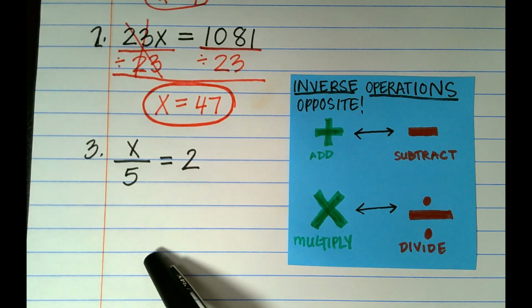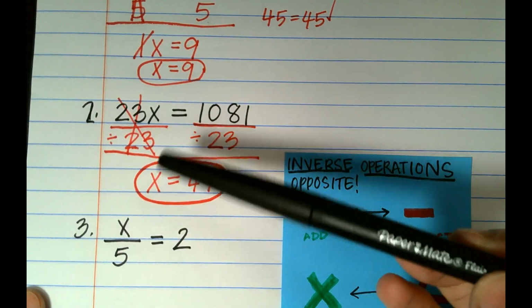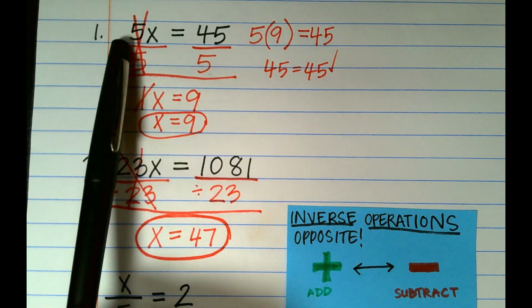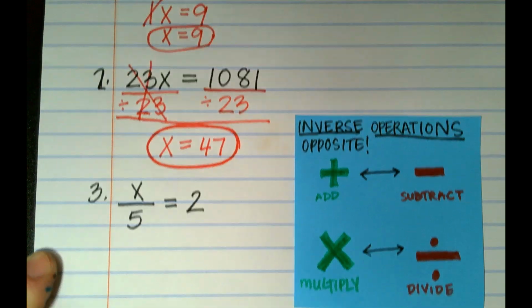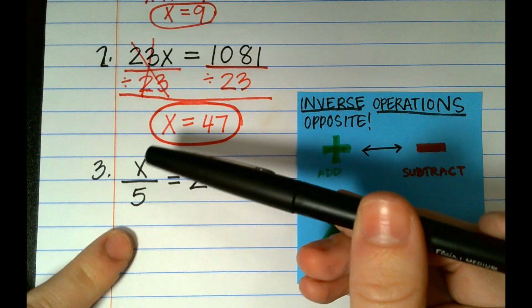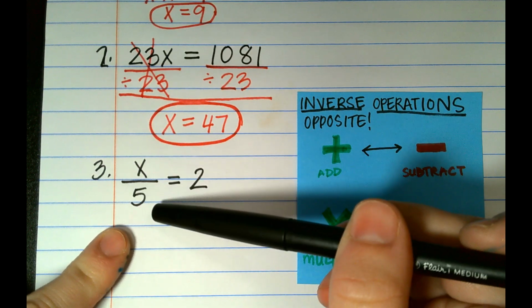I told you that whenever you put a line and then a number under it, when you have kind of a fraction, you divide it, don't you? This is division. This means x divided by 5.